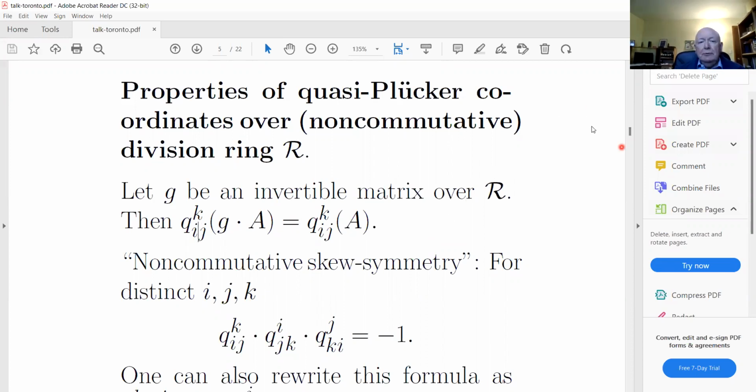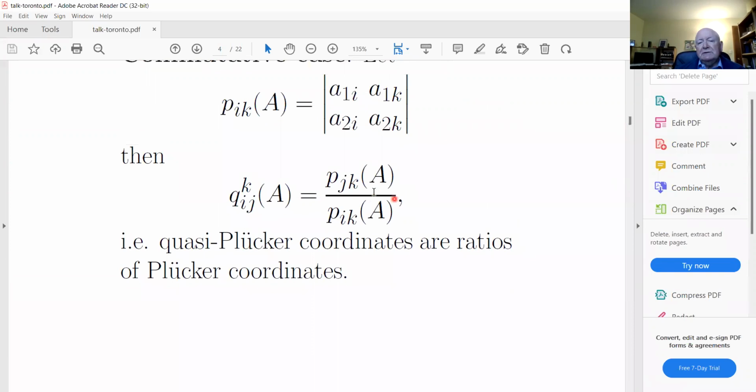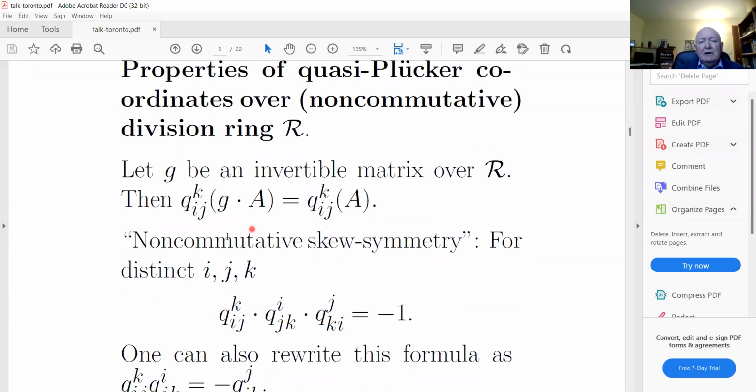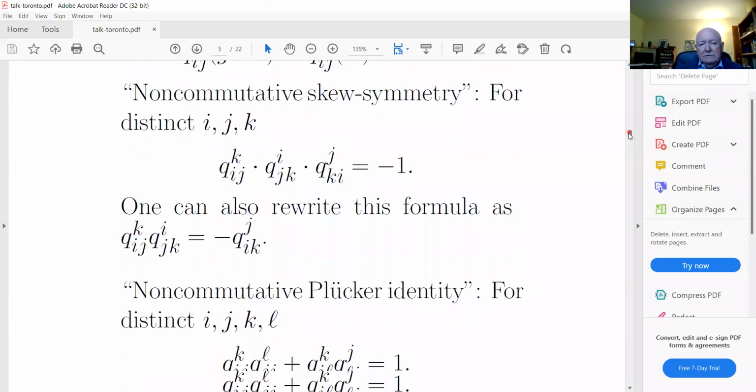Okay, let me show you this again, so what you have in the commutative case. This is GL2 invariant. Now there is actually a strange non-commutative skew symmetry, which says that the product, so I will omit this capital A, the product of these three quasi-Plücker coordinates is equal to -1.